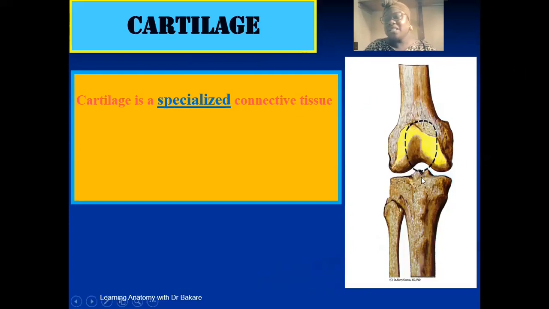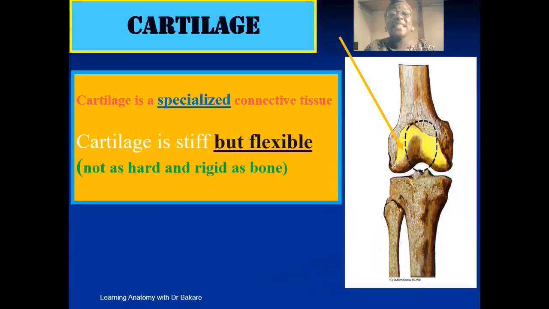So if you try to use this image by the side here, this is where we have the cartilage here, arrowed in yellow. We say that the cartilage is seen to be stiff but flexible. So it is not seen to be as hard and rigid as bone. And this is as a result of the structural orientation of its extracellular matrix. This will also be unfolding as we go through with this lecture.